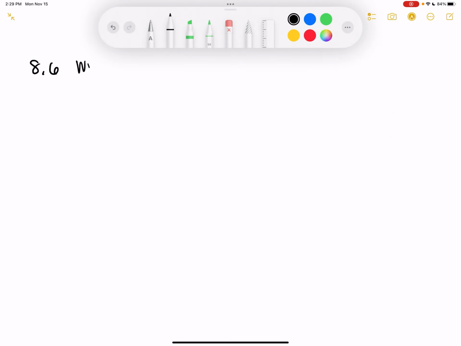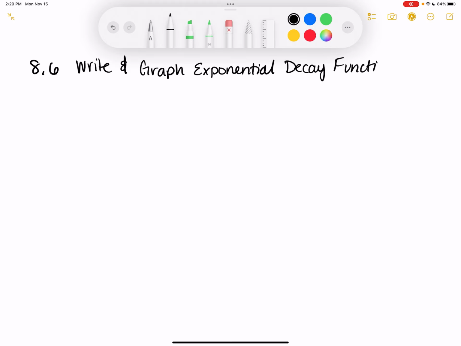Right. If you understood 8.5, you'd understand 8.6. Yep. Right-hand graph, exponential decay functions. Not necessary.